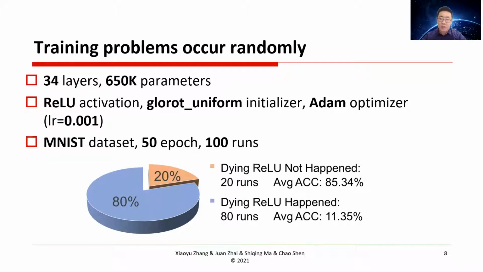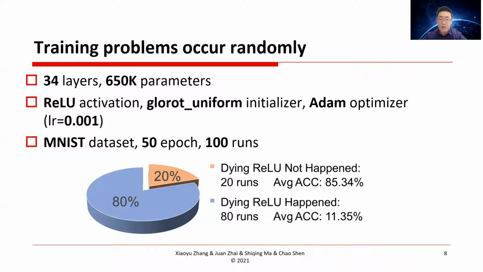In the first one, we built a DNN model with 34 layers and 650,000 parameters on a mixed dataset and found that training problems occur randomly. This model uses ReLU activation and the Glorot initializer. We train this model 50 epochs with Adam optimizer and repeat for 100 runs. Notice that this repeated training uses the same training scripts and the same environment.